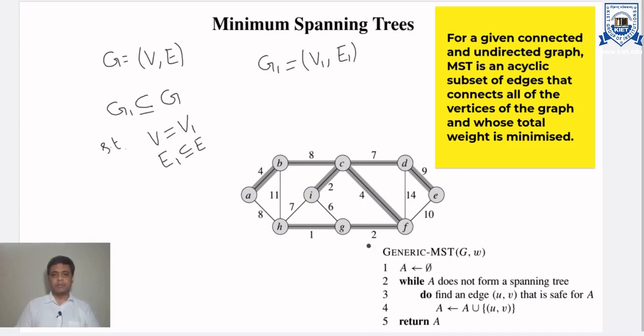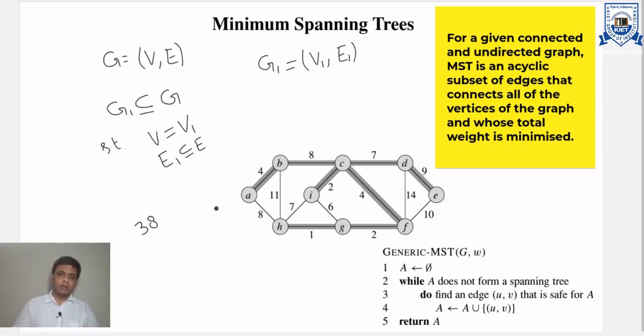Like this is a graph and the highlighted edges are the selected edges. So the accumulative weight means 4 plus 8 plus 7 plus 9 plus 2 plus 4 plus 1 plus 2, which comes to be around 38. That is the accumulative weight of the selected edges.